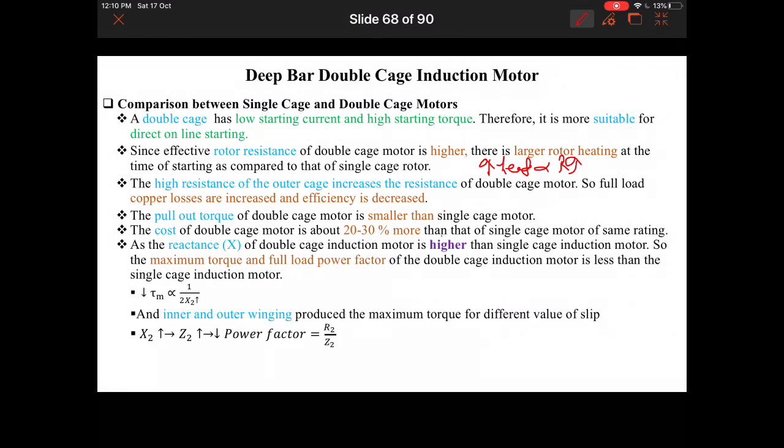As the reactance of the double cage induction motor is higher than the single cage induction motor, the maximum torque and the full load power factor of the double cage induction motor are less than the single cage induction motor. Or we can say that Tm is proportional to 1 upon X2. So, X2 is high for the double cage induction motor, so Tm is less. And the inner and outer windings produce the maximum torque for different values of slip. X2 increases, so Z2 will also increase, so power factor also decreases.